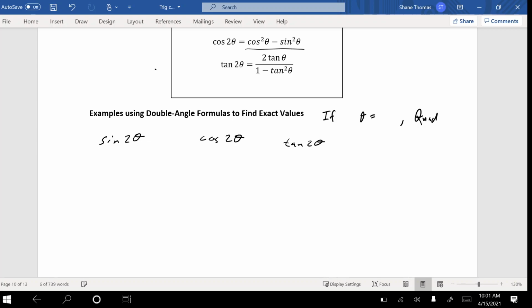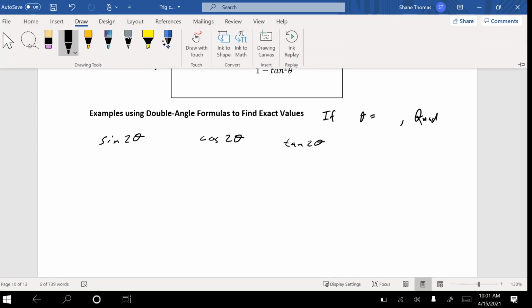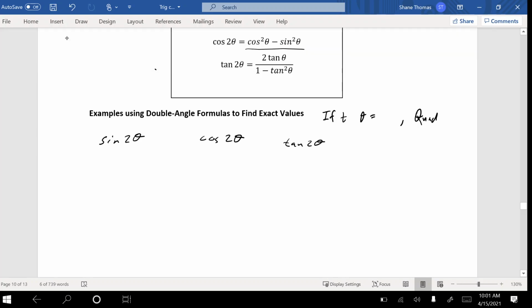All right, so I want to find the exact values of those three if, say, the tangent of theta is, let's go 3/4, and it's in quadrant 3. Okay, so if the tangent of theta is 3/4, our triangle exists in quadrant 3, I want you to find sine of 2 theta, cosine 2 theta, tangent of 2 theta. I'll give you about 5 minutes to do that.